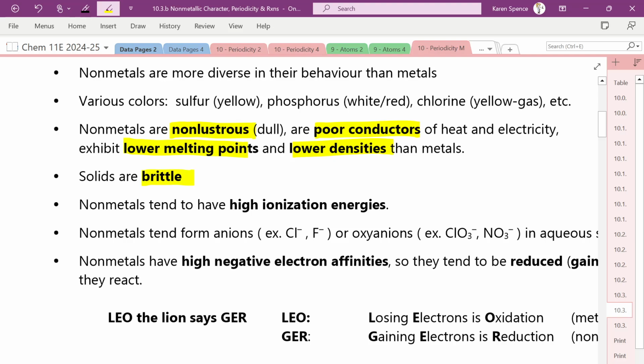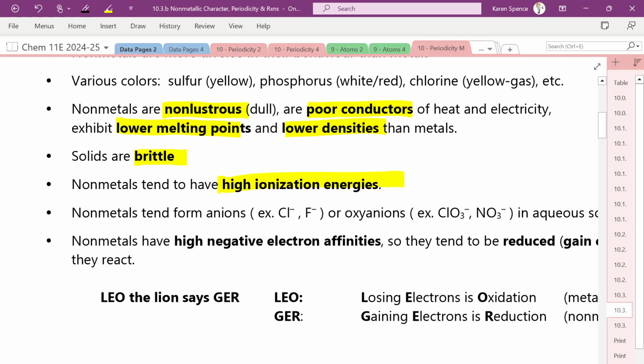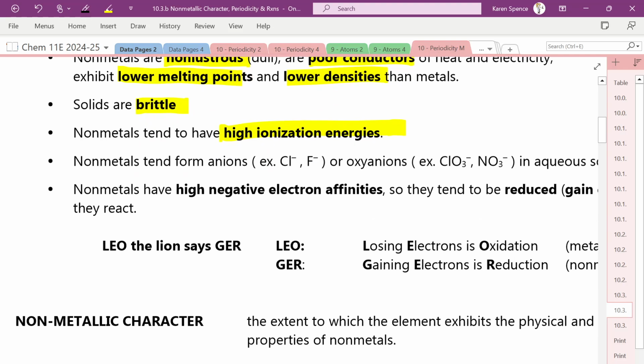Are they going to have low ionization energy or high ionization energy? Over on the right-hand side of the periodic table. High. They do not tend to lose electrons at all. Not naturally, anyway. They have high electron affinities. So if they have a high electron affinity, that means they are good at doing what? Gaining electrons. And what is gaining electrons? Reduction.